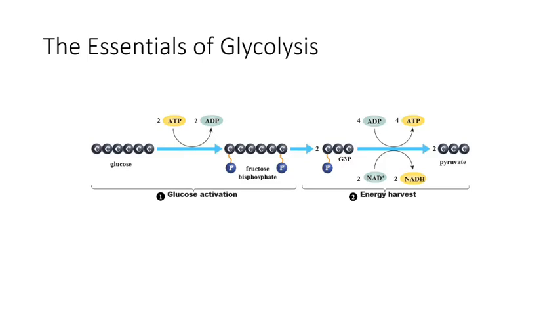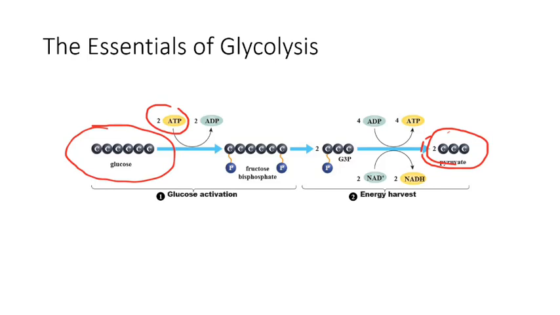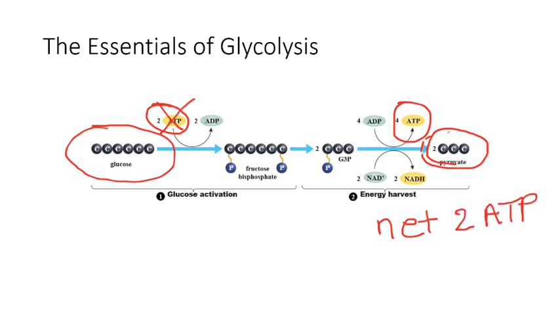So in our cells, we take one glucose molecule, which is 6 carbons, and we convert it into 2 pyruvates. In the process, we use 2 ATP to start this reaction. We end up making 4. But because we've already used 2, we end up having a net of 2 ATP. So one glucose molecule gets broken down into 2 pyruvate and 2 ATP.